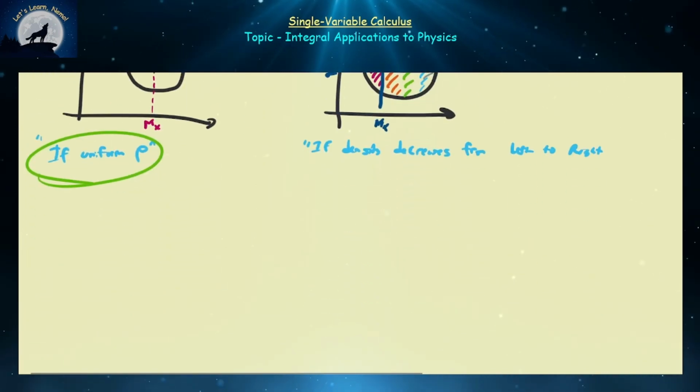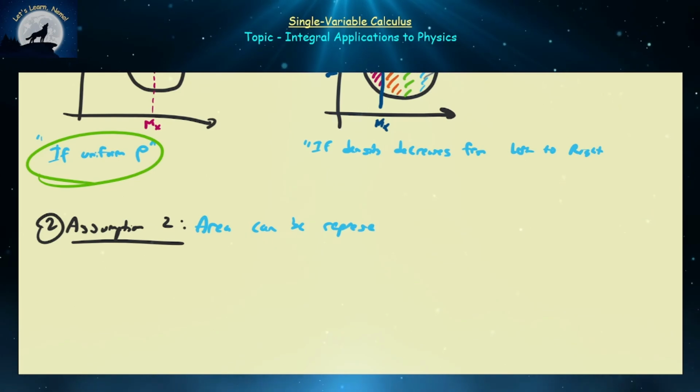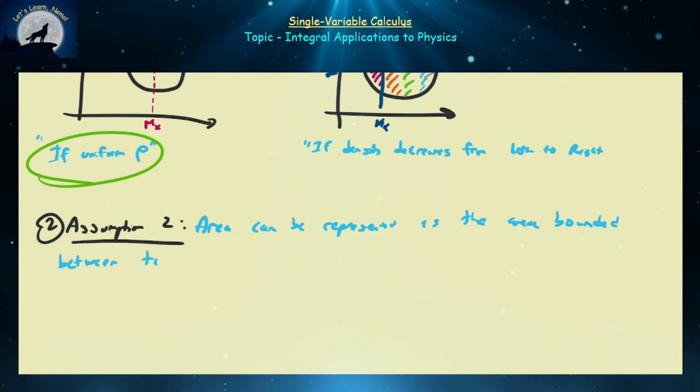But in this particular calculation, we're going to be assuming the former, that the density is uniform for this object. The second requirement, assumption number 2, is an assumption that we need in the realm of single variable calculus. Once we get to multivariable calculus, this assumption will no longer be needed, but it goes as follows. This area can be represented as the area bounded between two functions of a single variable.